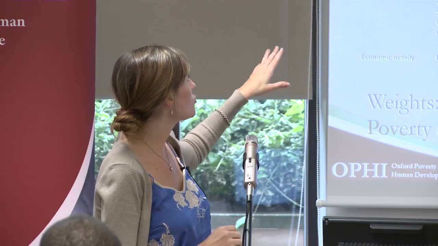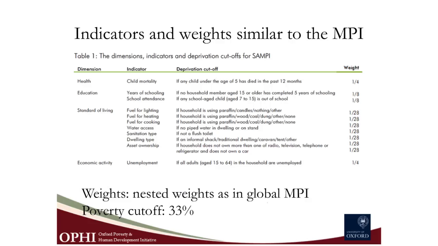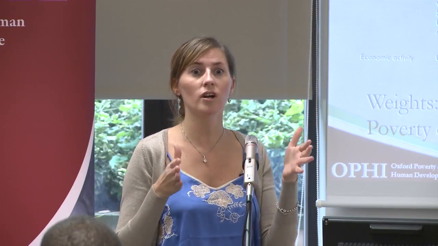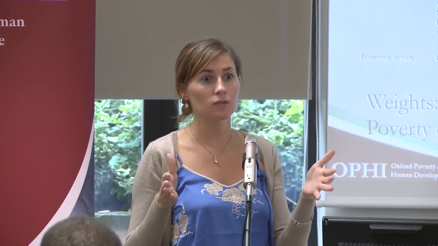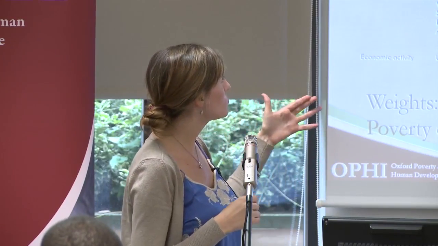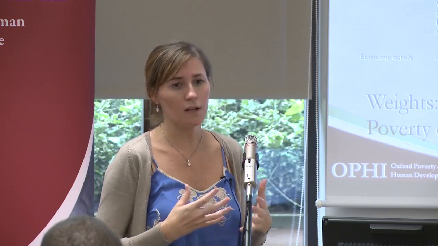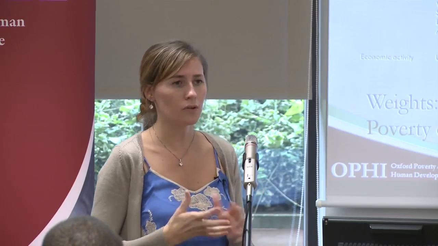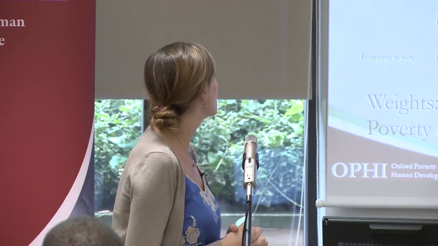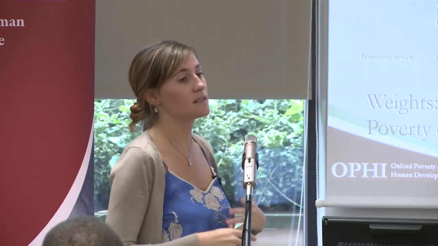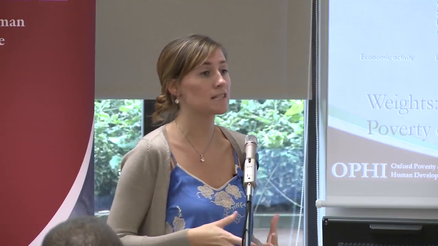In the case of education, they have the exact same indicators that were included in the global MPI, and the definitions are exactly the same as well. But of course, in the case of child school attendance, they look at the particular age bracket that is relevant for South Africa. So it's children between 7 and 15 that need to be attending school in order for the household to be non-deprived. And then in the case of standard of living, if you count, you will see that instead of six indicators, they have seven.